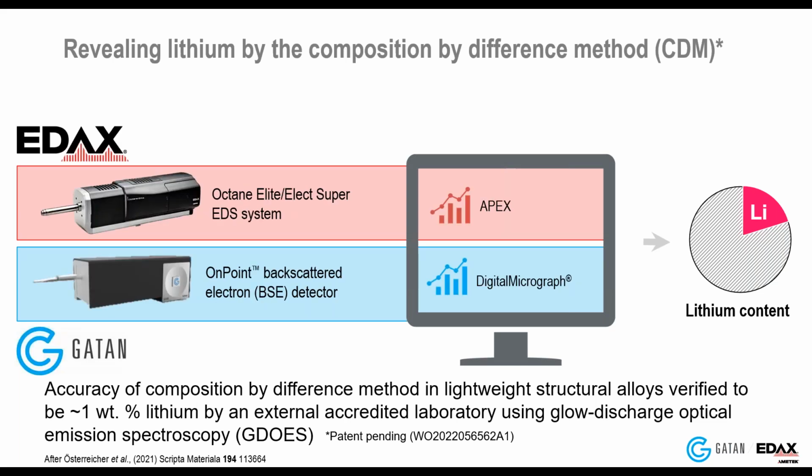Now at Gatan and EDAX, we are commercializing this process, this composition by difference method, and we're leveraging technology from each of the two companies that you may know and love already, Gatan and EDAX. From EDAX, we're using the Octane Elite or Elect Super EDS systems, and from Gatan, the OnPoint backscattered electron detector. And we're combining these with some innovative software to allow us to reveal lithium by the composition by difference method. This is a product that we are in the process of commercializing, and it's a product that will be called Cypher.